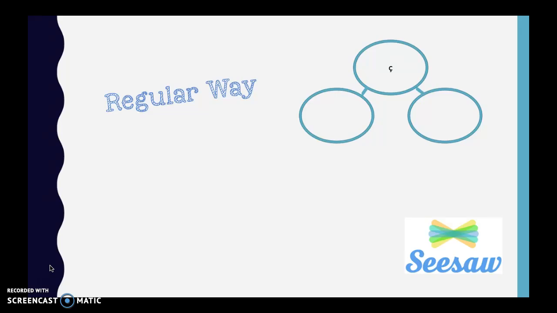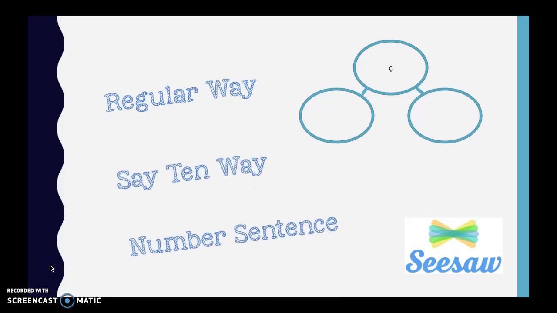I want you to go ahead and you're going to draw an empty number bond. You're going to tell me the number that's the regular way, the say ten way, and the number sentence. I'm going to click this button, but I think maybe I forgot to put in a number in that number bond. Oh, I did it. Oh, good job, Miss Harwood. Whew. All right, so I filled in the parts of the number bond.